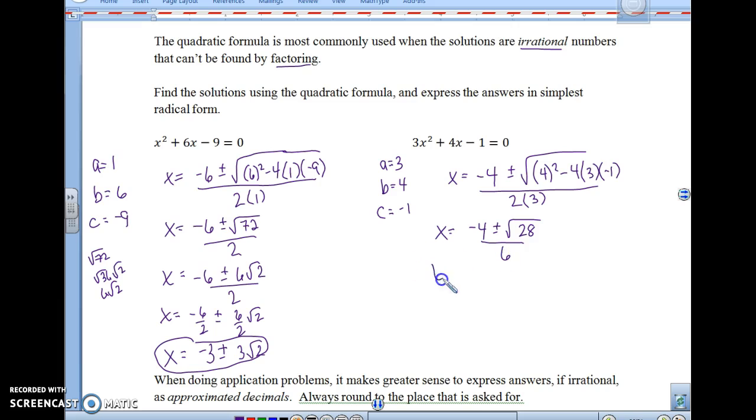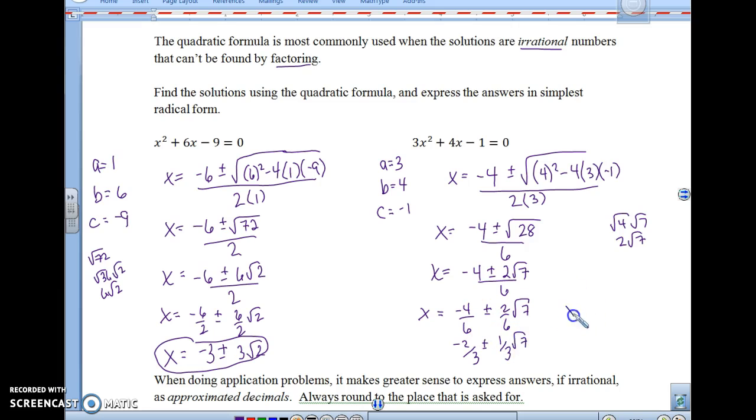over 6. All right, now I know 28 is 4 times 7, so this is going to be 2 times the square root of 7, all over 6. Now I can divide both of these terms by 2 or just split them into fractions. I like to do it with fractions. Okay, so negative 4 over 6 is negative 2/3 plus or minus 1/3 square root of 7.